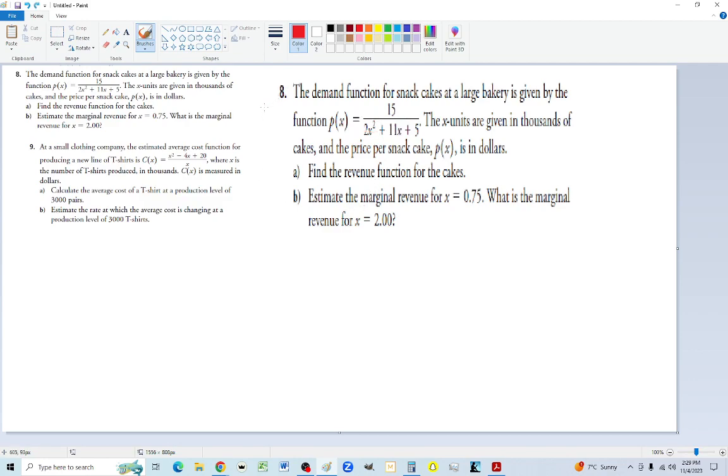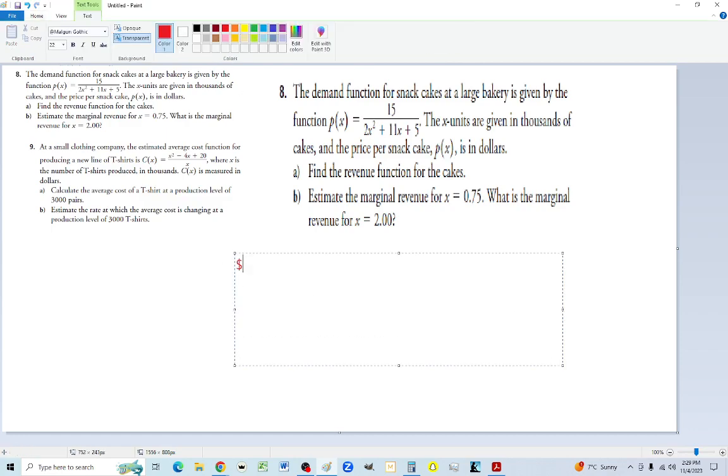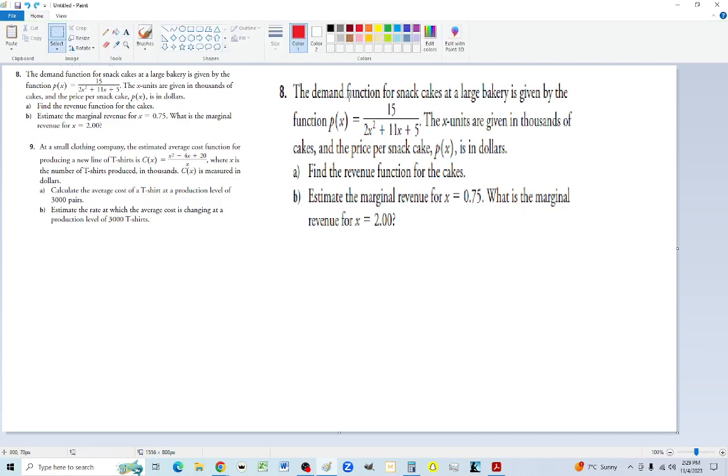So revenue, that's interesting, because when you sell something for a price, if I sell a cupcake for 5, my profit is going to be based on how many cupcakes I sell. Or my revenue, sorry, revenue. So that means if this is my price, to figure out my revenue, I have to take my price and multiply it by how many cupcakes I sell, which in this case is thousands of cupcakes, X. That's revenue. Estimate the marginal revenue for X equal to, what is the marginal revenue for X equal to? So if I multiply this, I get 15X over that.